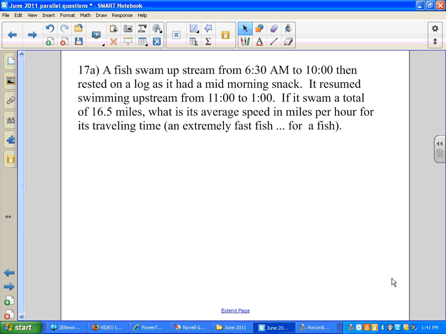I had to clarify the question because the Regents did not. The Regents doesn't say for its traveling time, but that's exactly what it means. So I draw a picture from 6:30 to 10 o'clock. How many hours is that?